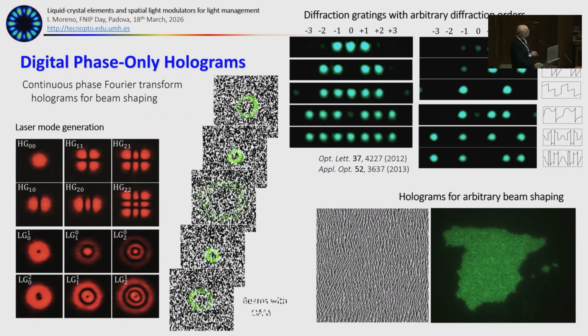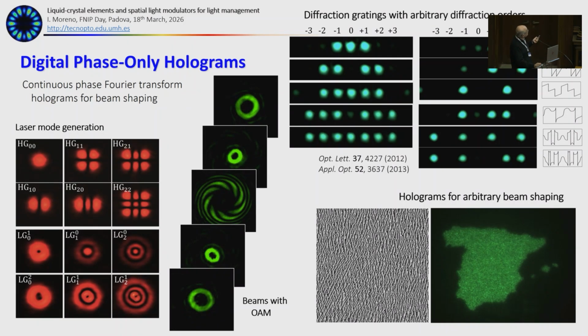I'm showing here some other examples where we make the generation of different laser modes, or the generation of orbital angular momentum modes, which are quite popular nowadays in optics because they create focalization in terms of these donuts of light because they have a singularity of phase in the center.